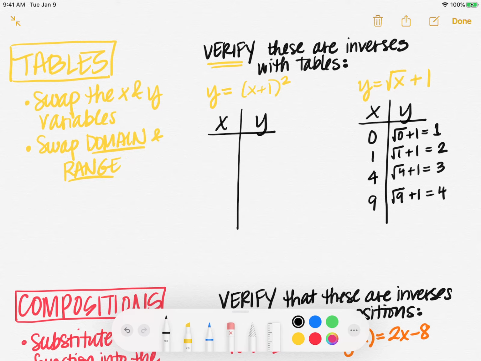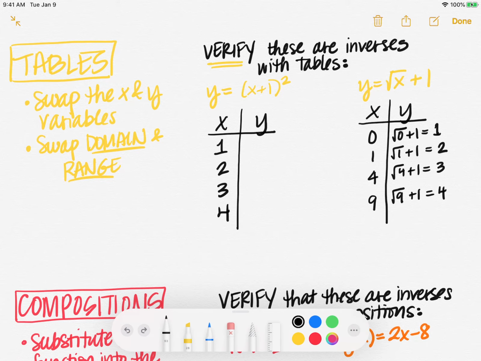Let's verify that these are inverses. When I plug in 1, 2, 3, and 4, I should get out these values. If I don't, they're not inverses. If I do, they're inverses. So let's start plugging those values into that equation. Again, if I get those exact values back, cool, we have inverses. If I don't, they are not inverses.